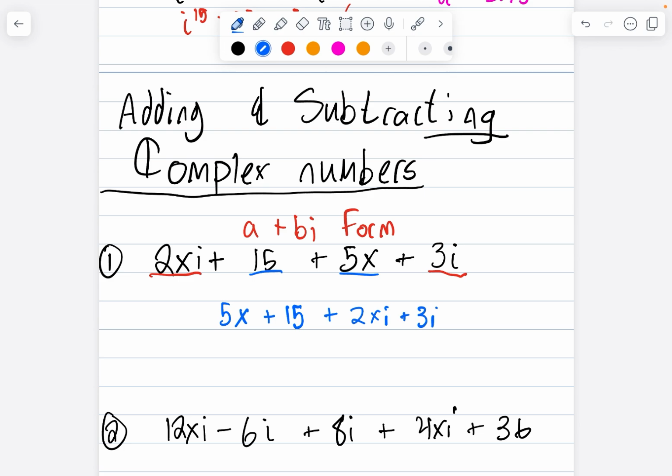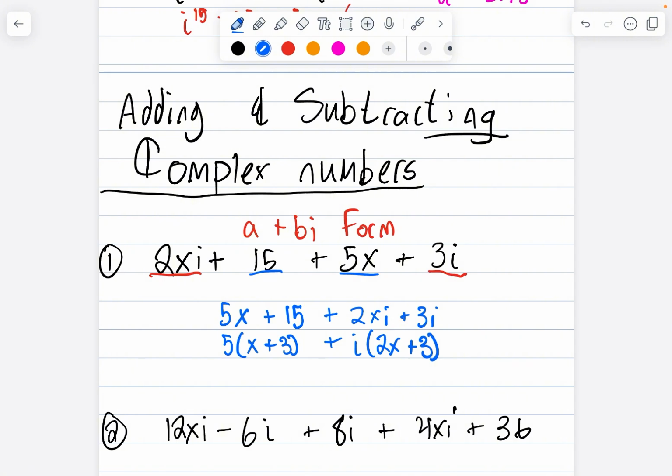Now I'm going to factor out something so it looks a little fancy. 5x and 15, they both share 5, right? So I can factor out a 5. So I can write 5 times x plus 3, plus, again, what do they both share? They both share an i. So I can factor out an i. So I get i times 2x plus 3. That's it. I'm done. All right?